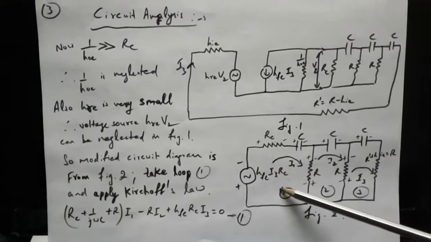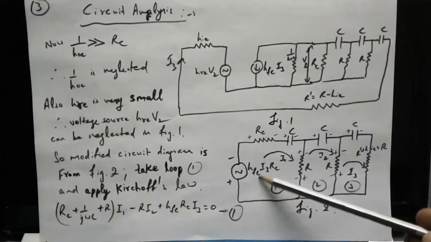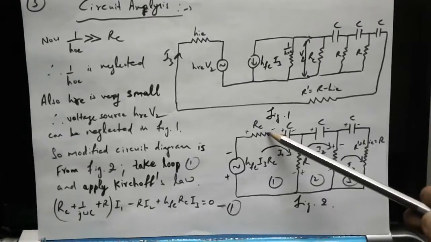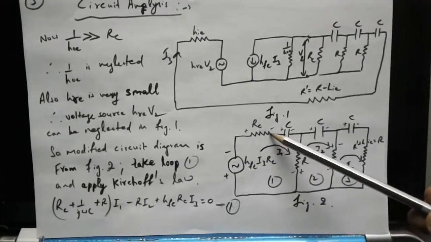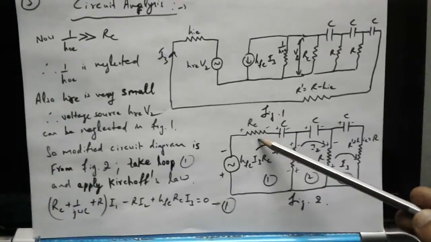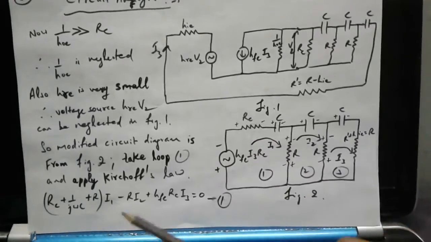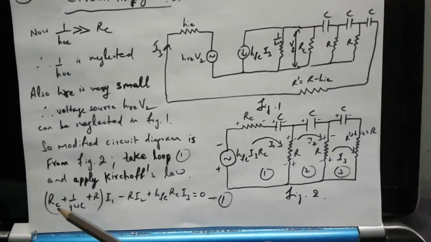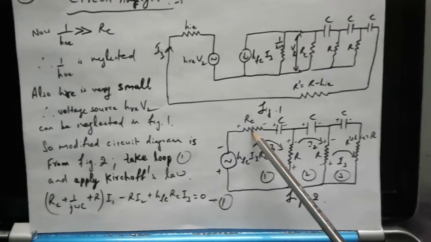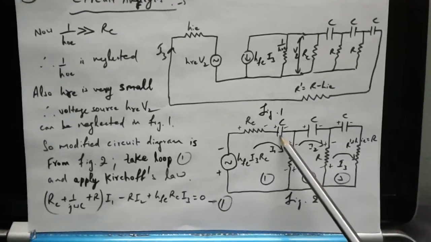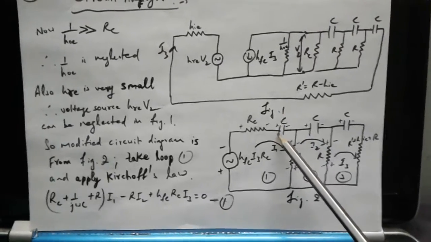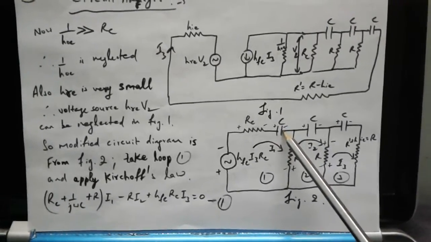If we are moving in clockwise direction, you can see that we are moving from plus to minus. From plus to minus, by convention we may take that this voltage is positive. So that is why in this equation 1 we get RC into I1. This is the voltage drop across RC. Similarly, voltage across the capacitor will be 1 over j omega C into I1. We are also moving from plus to minus, so that is also positive.